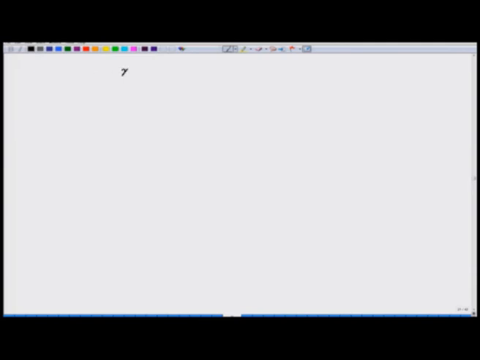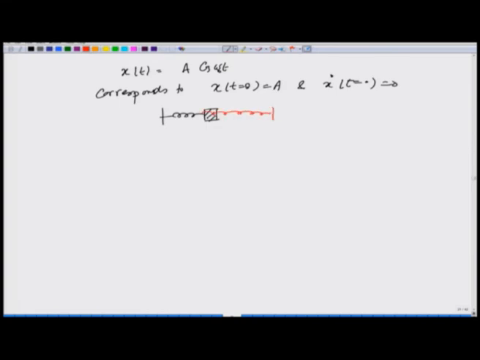So, x(t) equals A cosine of omega 0 t corresponds to x at t equal to 0 equals A, and x dot at t equal to 0 equals 0. So, what we have done is, in this case, I have stretched the spring by some amount A and just left it.